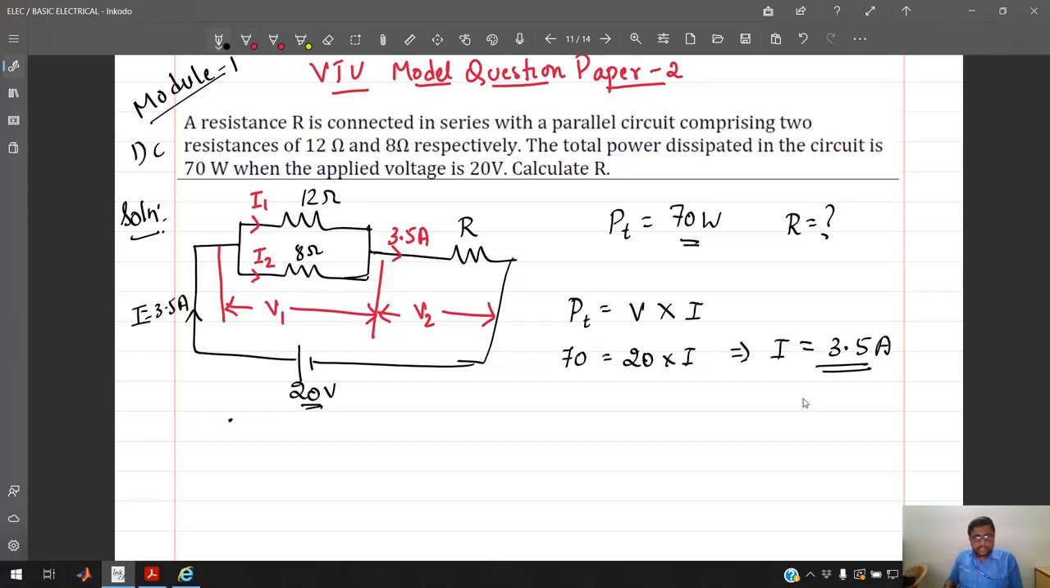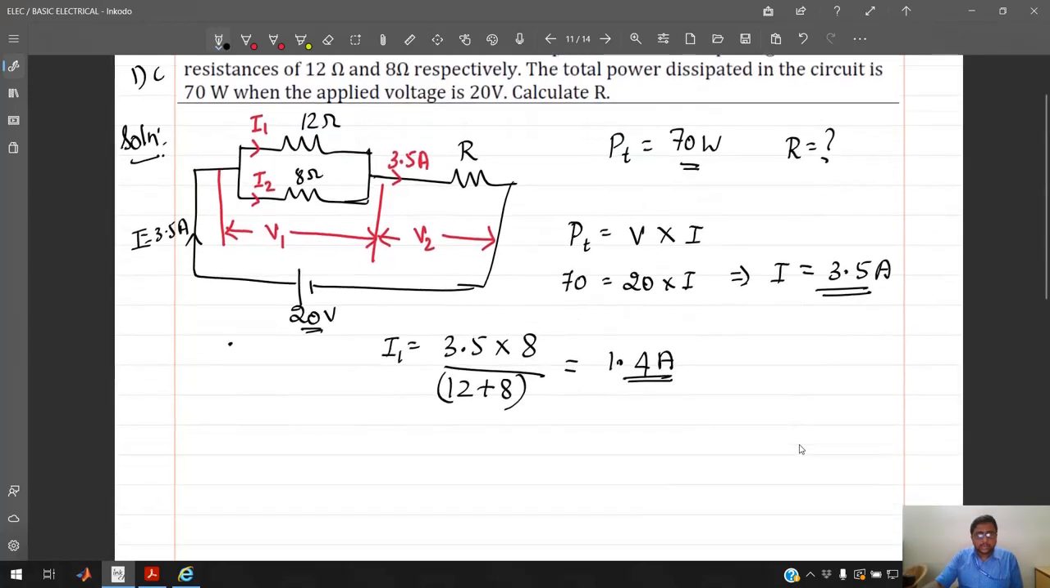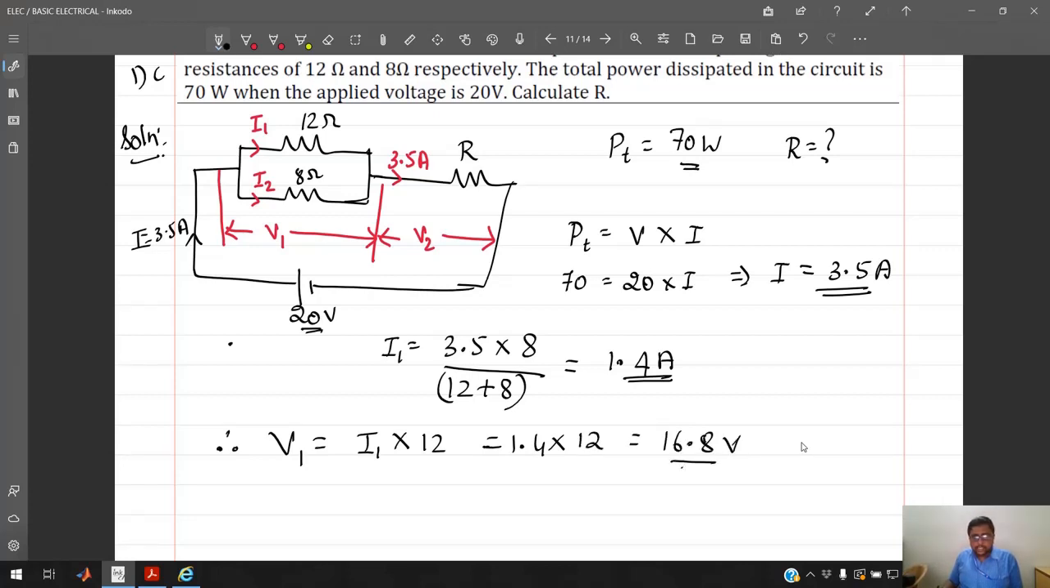Branch current I1 I can calculate as the main current, that is 3.5, into the resistance of the other branch, that is 8, divided by the sum of resistances 12 plus 8. If you solve this, you are going to get 1.4 ampere. I need not calculate I2 over here, because I only need to calculate the voltage drop across the parallel combination. So V1 will be equal to I1 into the 12 ohm resistor, that is 1.4 into 12. So I get 16.8 volts as the voltage drop.